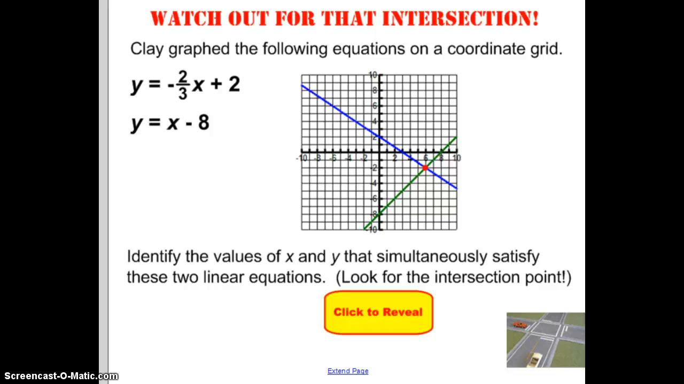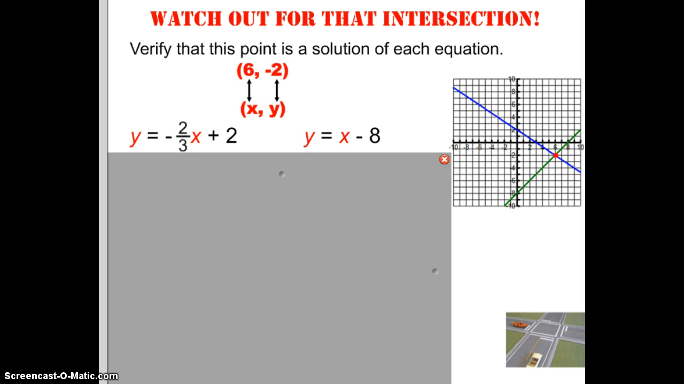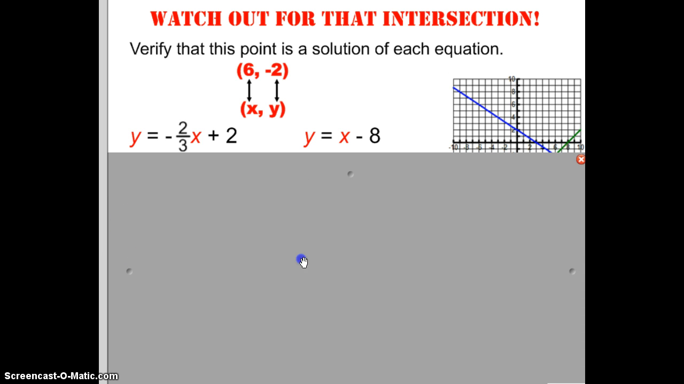Y equals negative 2/3 x plus 2, and y equals x minus 8. I can find the intersection on the graph where the two lines meet, and that is at point 6, negative 2. That means when x is 6 and y is negative 2, these two equations will have the same answer. So let's check.